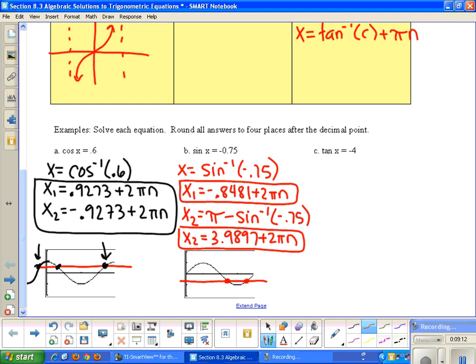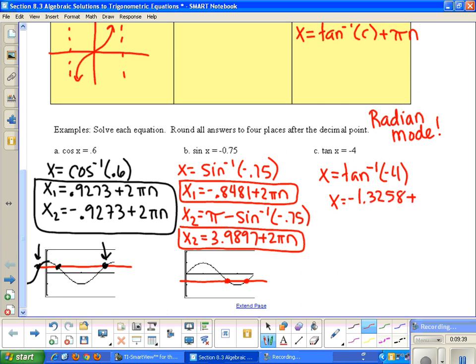So for the tangent, this one's nice because I know that tangent's only going to have one answer. So this would be x equals the tangent inverse of negative 4 plus pi n. When you plug it into your calculator, and I forgot to mention, make sure you're in radian mode when you're doing these problems. So in this case, x is equal to negative 1.3258 plus pi n, and that would be my only solution.